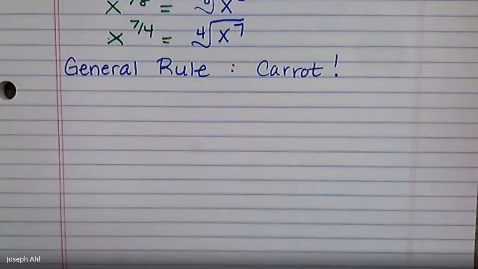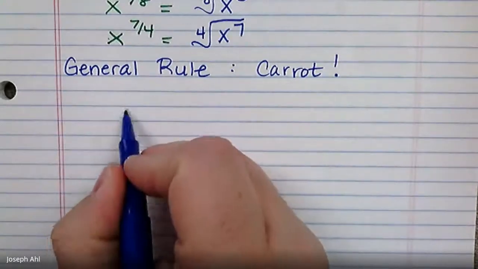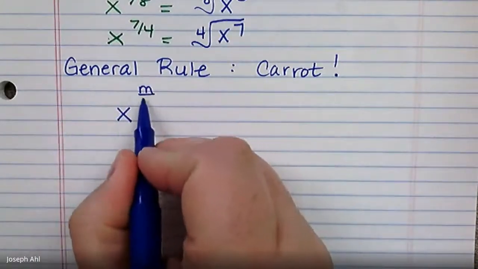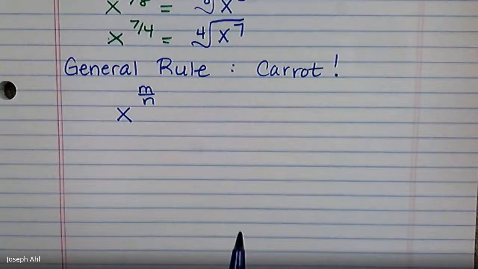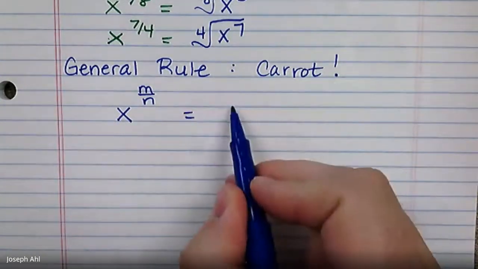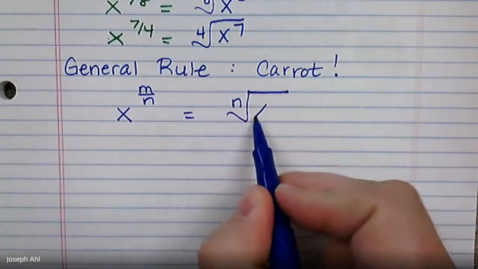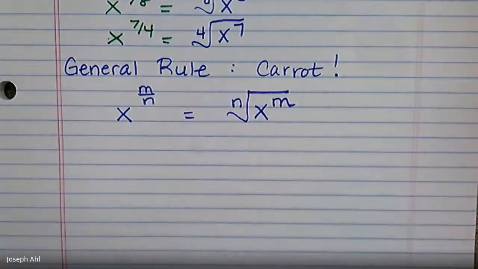And you might think I'm crazy, but you probably already did anyway. If you have something of the form x to the m over n power, that equals the nth root of x to the m.